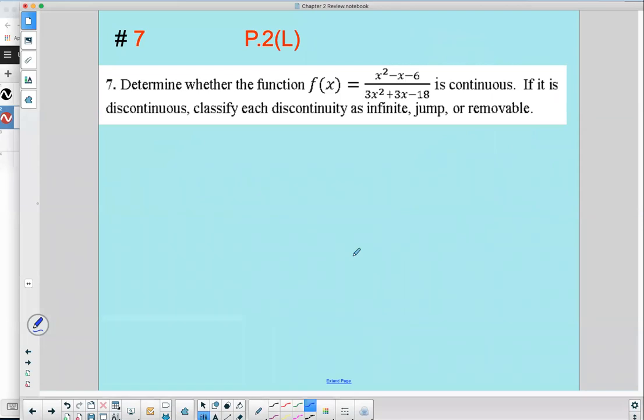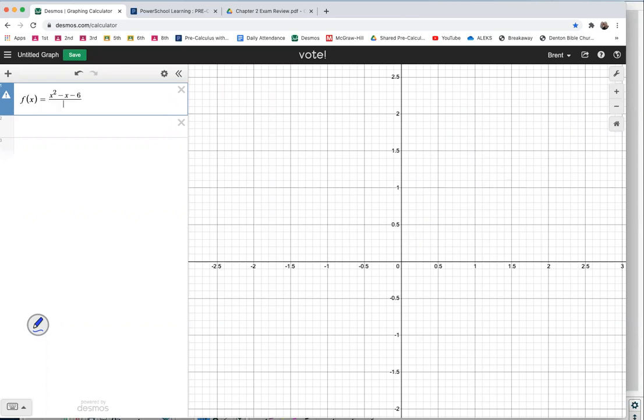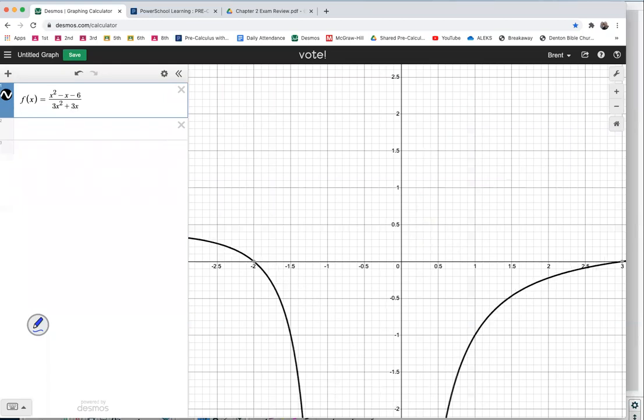Okay, number 7. Determine whether this is continuous. If it's discontinuous, classify each discontinuity as an infinite, jump, or removable. All right, so how would y'all go about trying to solve this one if you were taking the test? Let's graph it. And so I'm going to go take this over to the graph. Jose, do you mind telling me it was f of x equals x squared minus x minus 6 over 3x squared plus 3x minus 18.